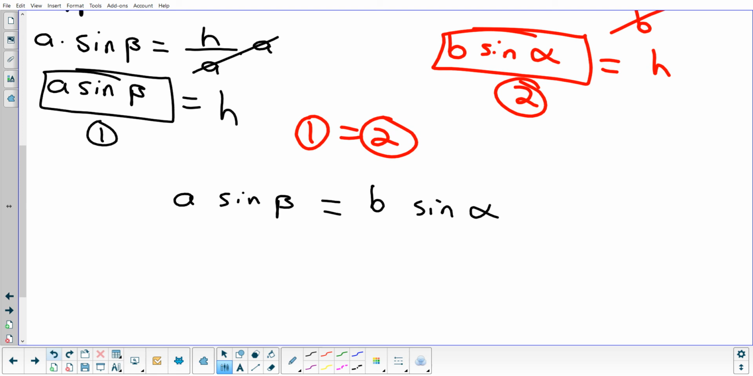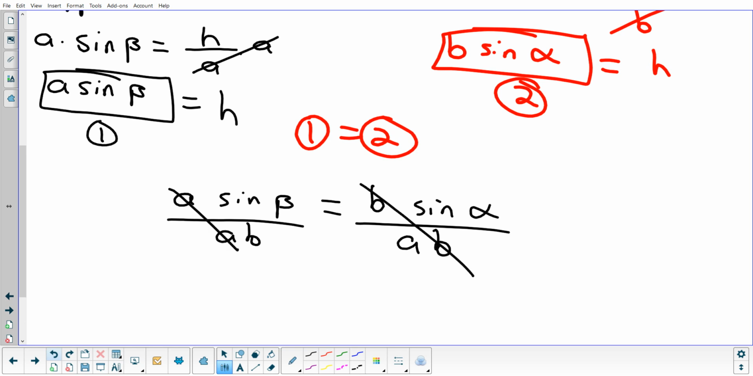Divide each side by A. And how could you move the B so it's over with beta? Yeah, Matt? How would you move the B over to the other side? Divide it. And that pretty much is the law of sines.